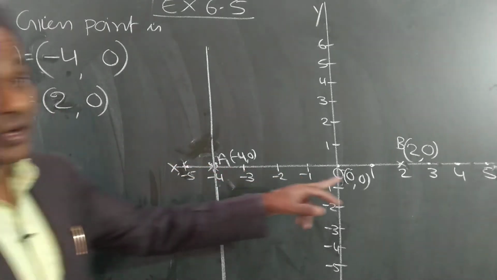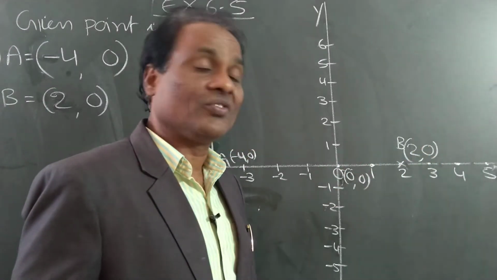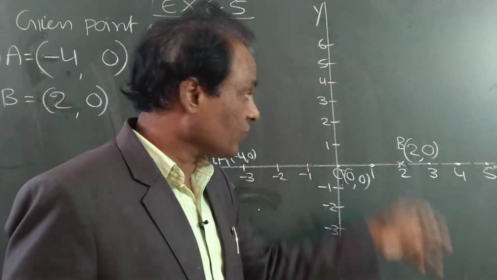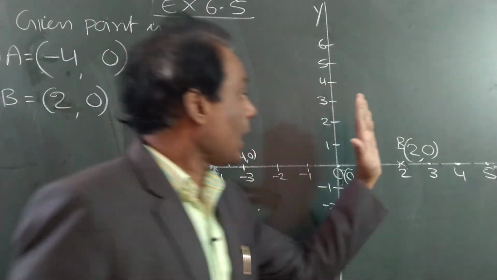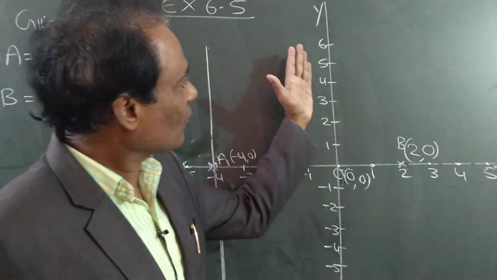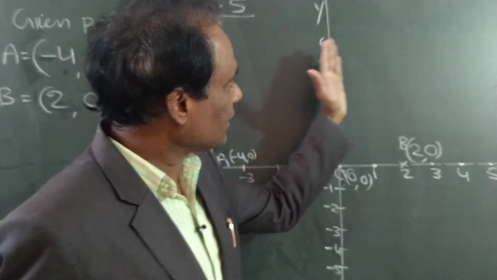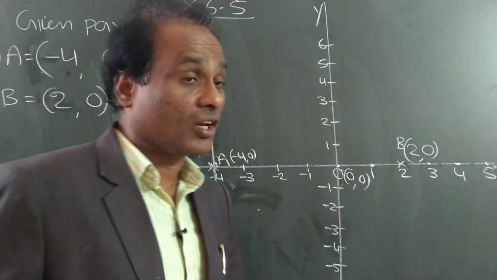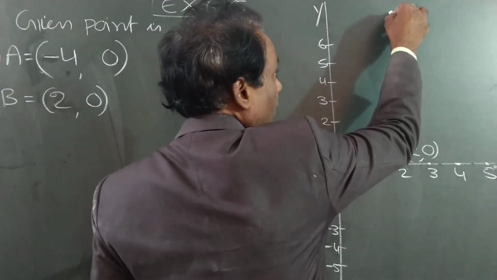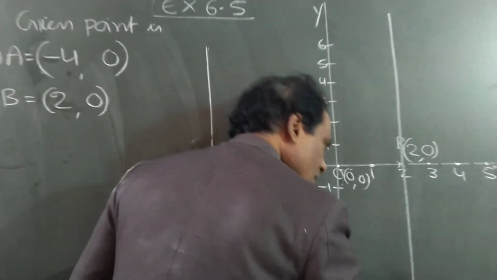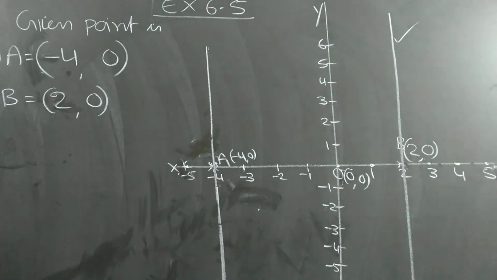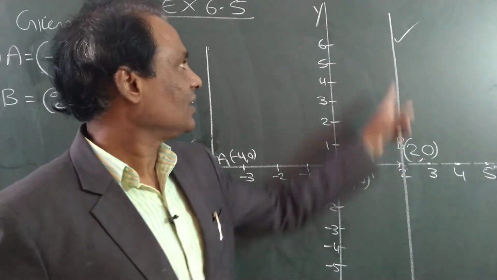2, 0 I marked. X value 2, y value 0. So now through this point, how many lines can we draw? Infinite lines. But draw a line parallel to y-axis. Parallel to y-axis means vertical lines, standing lines. So through this point, draw a vertical line. This is the answer. The line through 2, 0 is drawn.